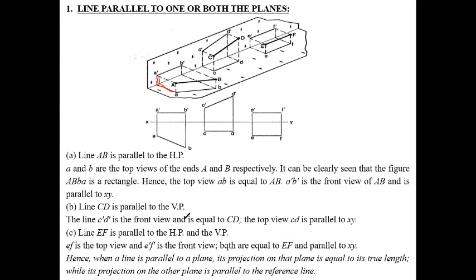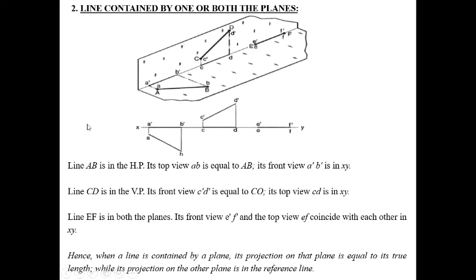And the second one is the line EF, which is parallel to both HP and VP. So from both sides we get the same line, EF and E dash F dash, at the same distance, because it is parallel to both. Okay. Clear? Then the line contained by one or both the planes.